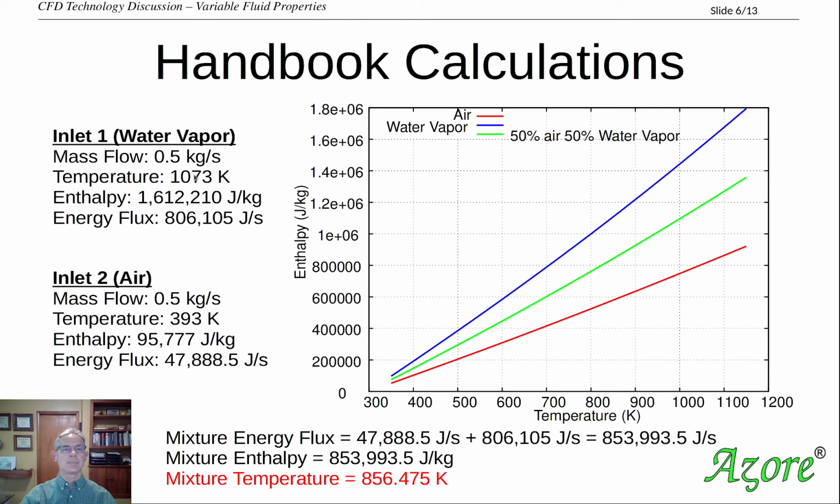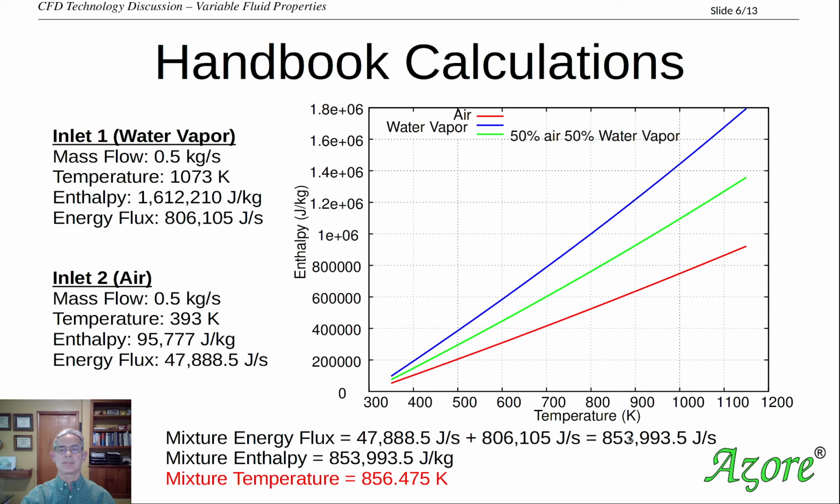So based on its temperature, that gives us this enthalpy level right here. And once we know the enthalpy level, we can use that in combination with the mass flow rate to find the energy flux of the water vapor coming in here. We can do a similar calculation over here to find the energy flux coming in from the air. And once we know the two energy fluxes, we know that the average value has to be the average of both of these energy fluxes. So we can add those two energy fluxes together, and you come up with an energy flux over here of this value.